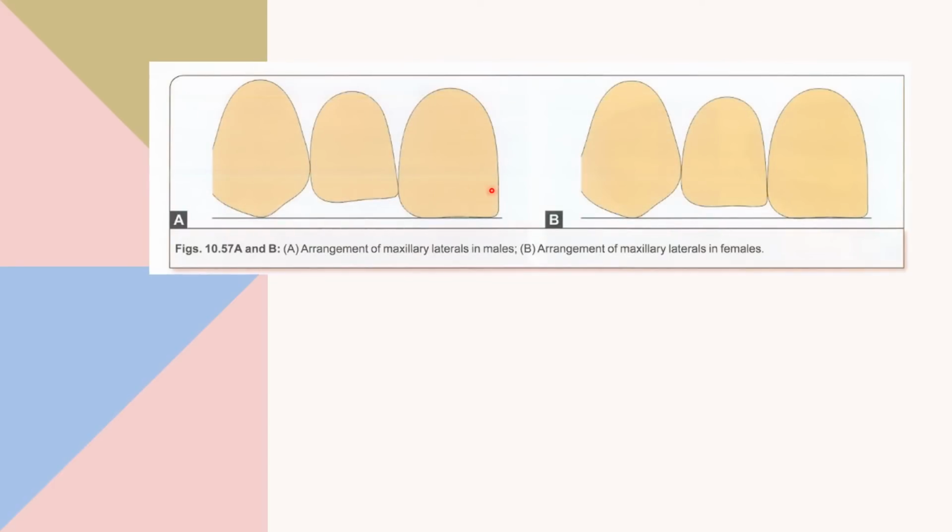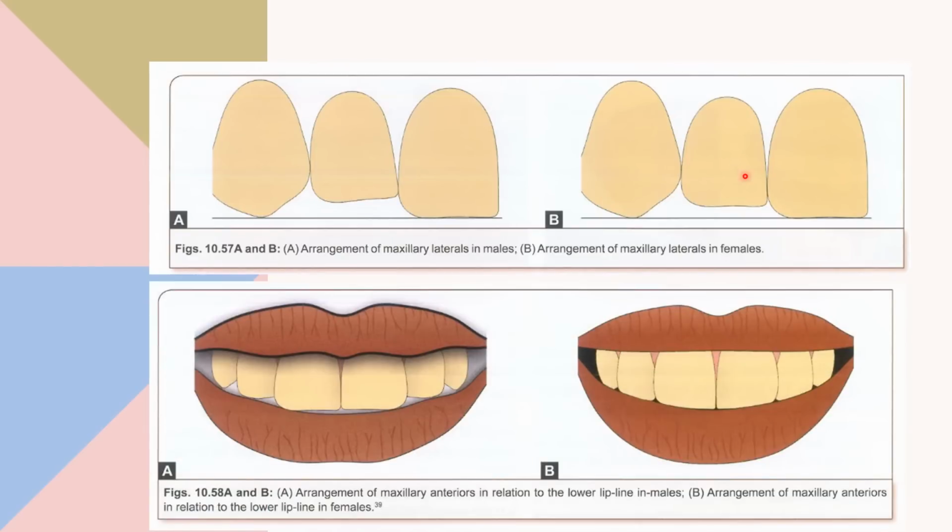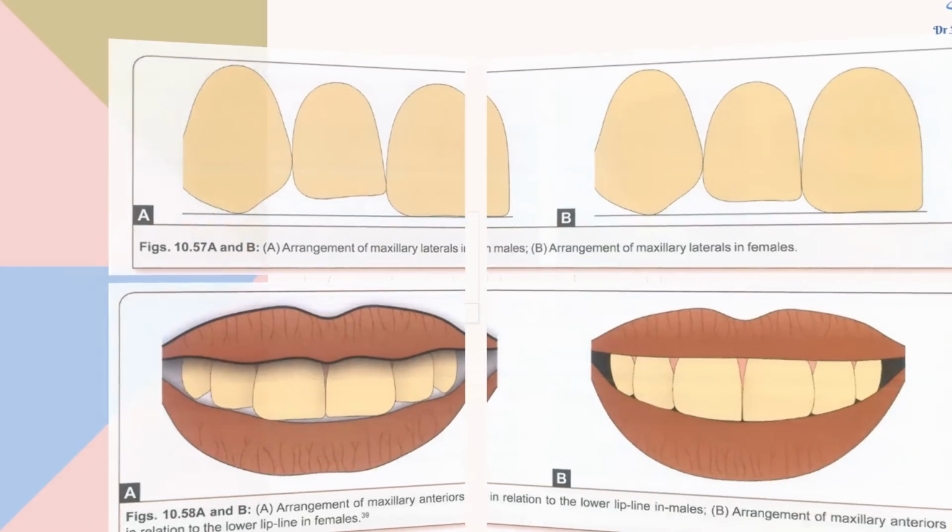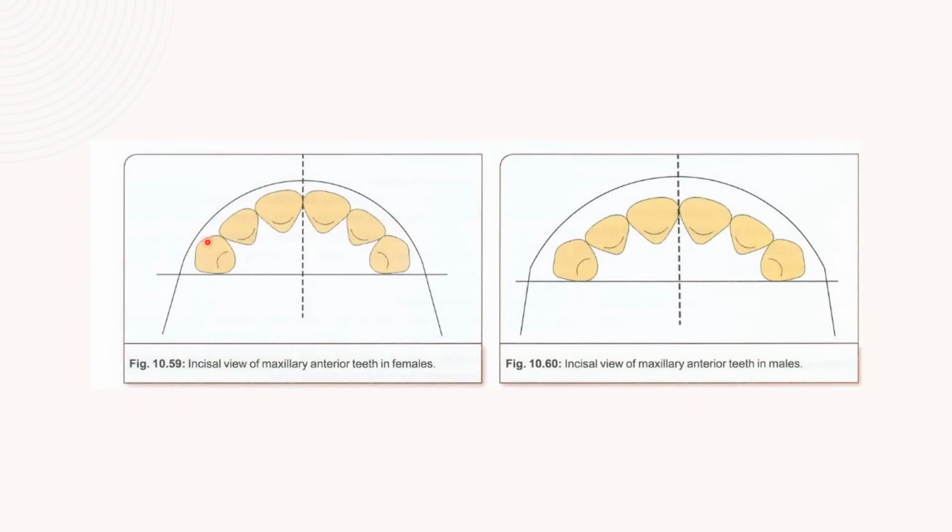Here is the arrangement of maxillary laterals in males, and here the arrangement of maxillary laterals in females. Arrangement of maxillary anteriors in relation to the lower lip in males, and arrangement of maxillary anteriors in relation to the lower lip line in females. This is the incisal view of the maxillary anterior teeth in females, and this is the incisal view in males.